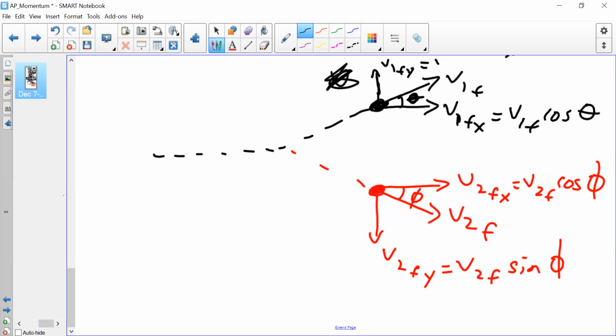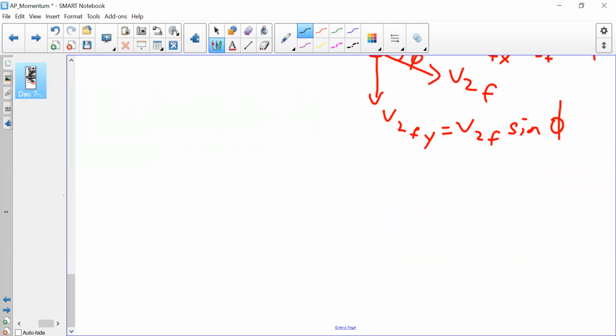V1Fy equals V1F sine theta. So we went from just a straight collision between the two balls, and now they're going off at different angles, at glancing angles. In order to treat them in equation form, this is like a free body diagram, just a diagram of the system, the picture of what's happening physically.